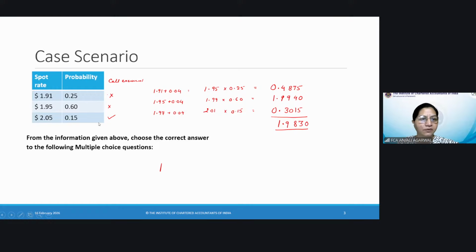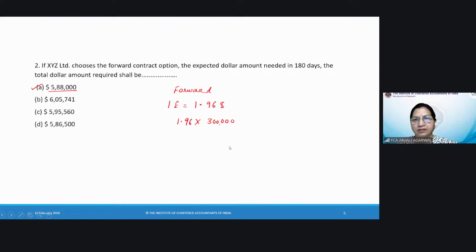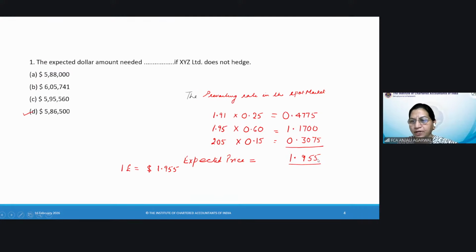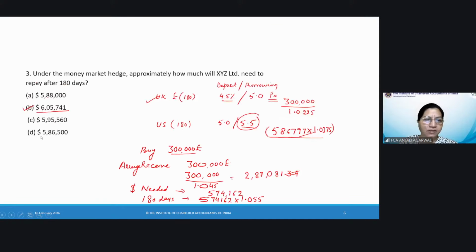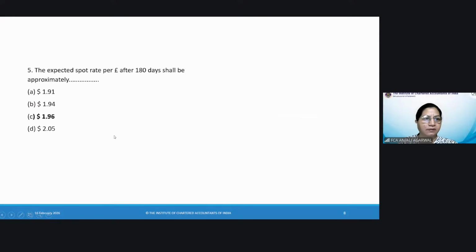So when you are doing the call options, always take the three alternatives separately. You cannot calculate the expected value as 1.955 of the expected market price and then decide that you will exercise the call because it is less than 1.97. So the most important part in call option is that you have to take all the three scenarios separately. Okay.